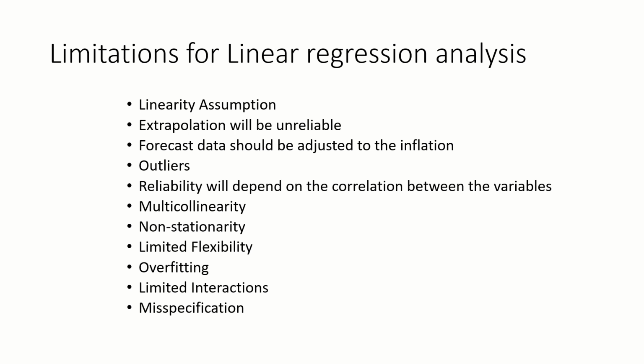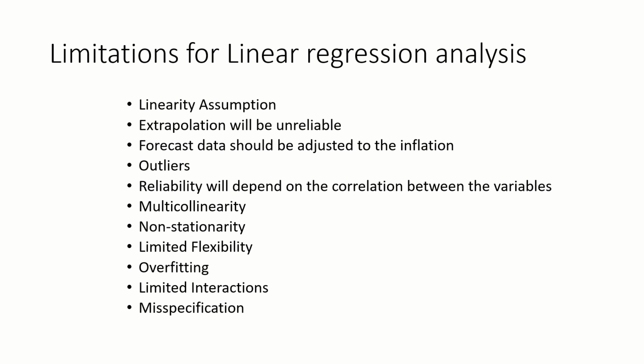Forecast data should be adjusted for inflation. Since the past data is not representing the current or the future inflation rates, the forecast values should be adjusted for inflation. Outliers. Outliers can have a significant impact on linear regression models, distorting the results and reducing forecasting accuracy. Reliability will depend on the correlation between the variables. As we now know, the correlation between the independent and dependent variable plays a major role when it comes to linear regression analysis. This will be a limitation.